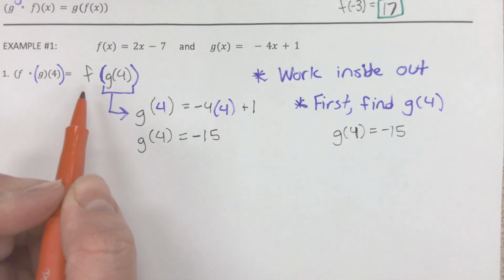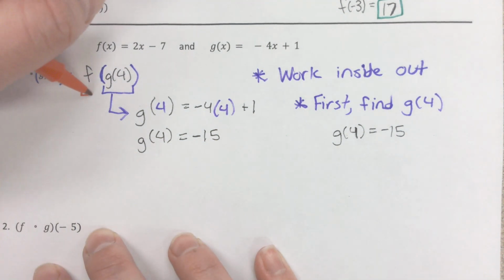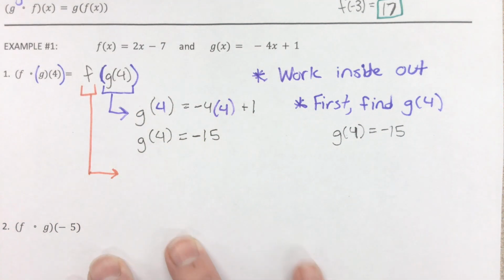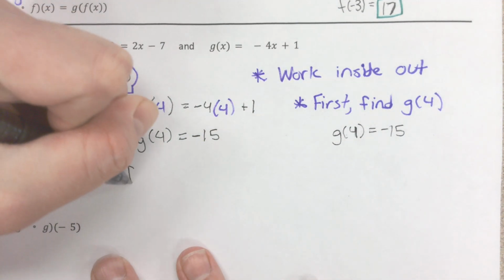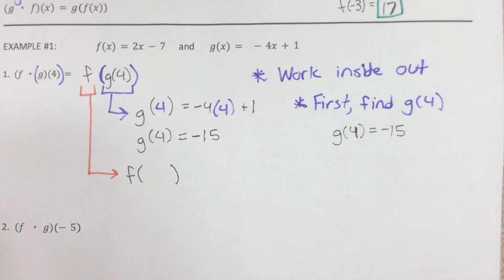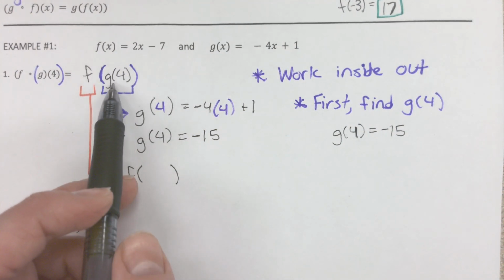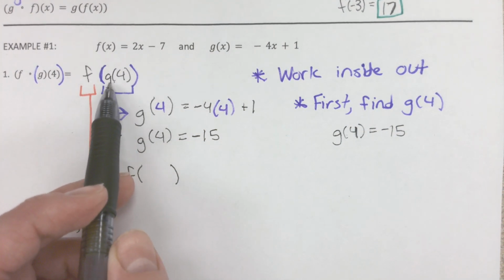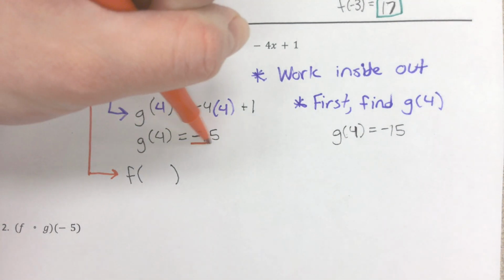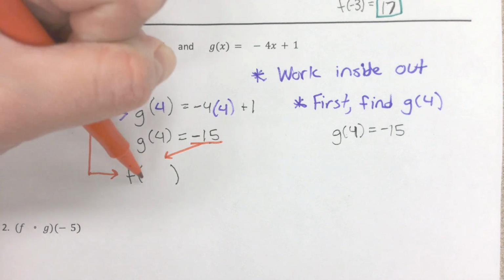Next, we have the outside function f. I'm going to take it and bring it down. Now, in the original problem, inside those parentheses was g of 4. We have now figured out that g of 4 is actually negative 15. So I'm going to take that number I just got, and I'm going to drop it into here.